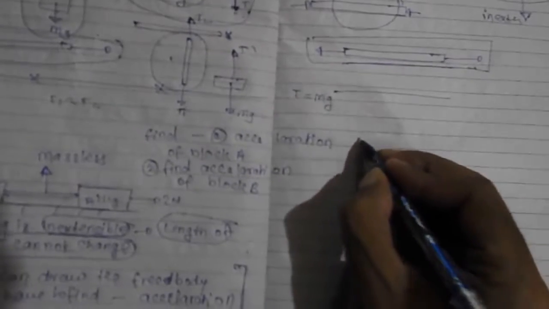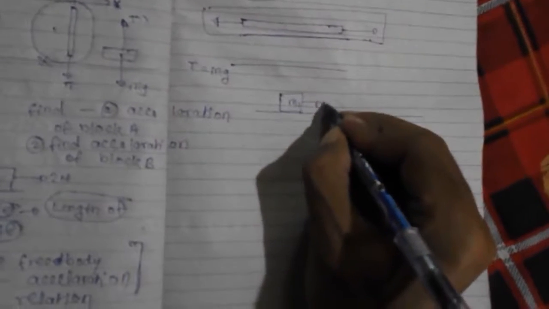Guys, in some questions this situation may be like this. Here is your mass m1, and here they are connected by a spring.